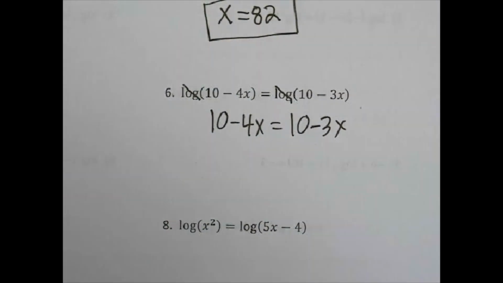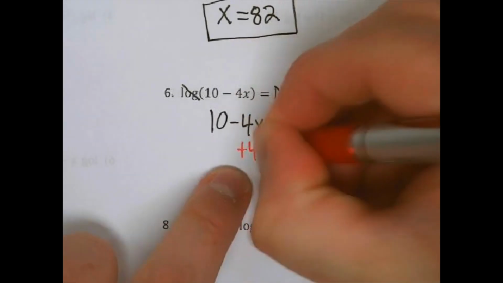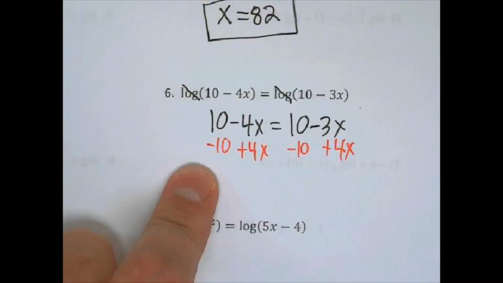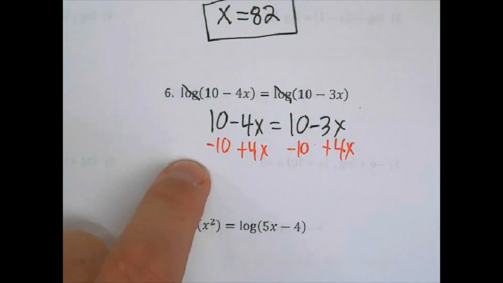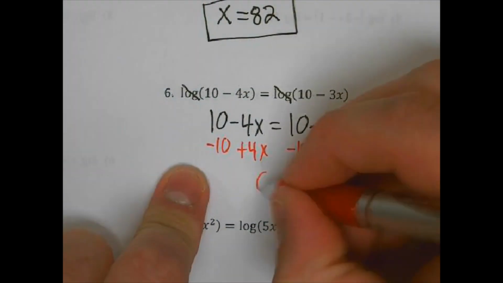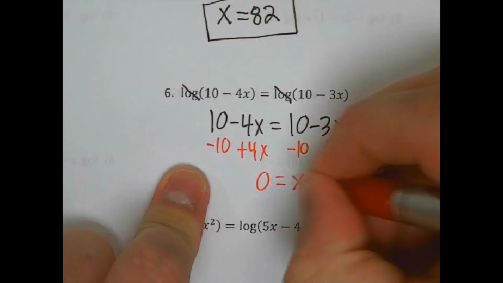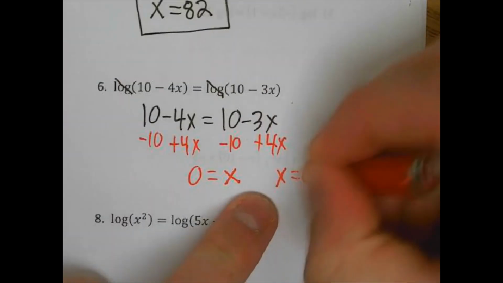So let's color code it. I'm going to add 4x, add 4x. I'm going to subtract 10, subtract 10. 10 minus 10 is 0. Negative 3 plus 4 is x, so that means x equals what? X equals 0.